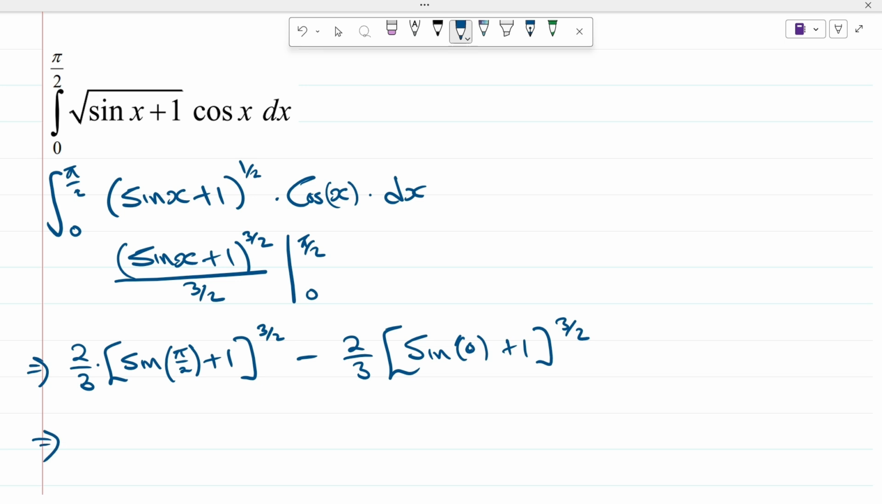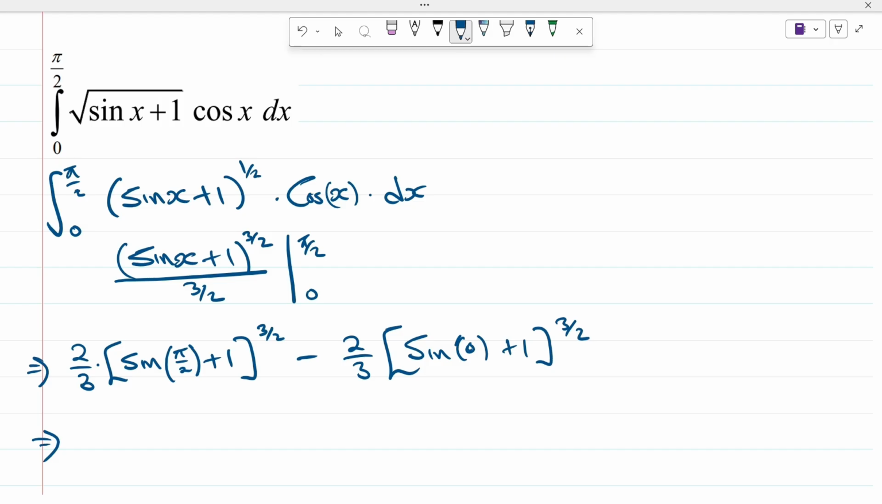Then you substitute on your calculator, you punch there. Then that's going to be 2 over 3. I'm punching right now, so as I punch, you should be punching. Okay, this pi over 2 is correct: pi over 2 plus 1, all to the power of 3 over 2, minus 2 over 3. Yeah, minus 2 over 3.